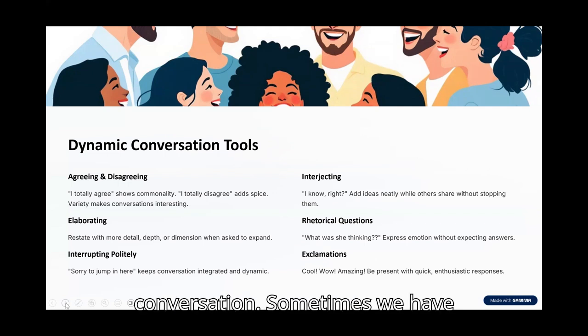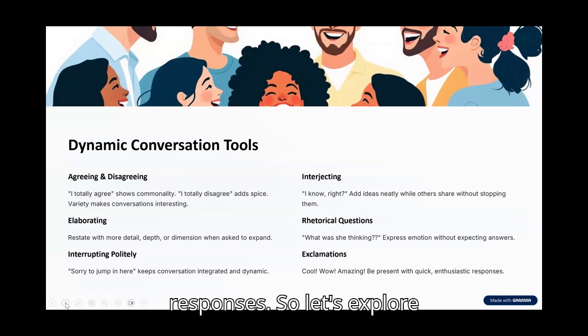Sometimes we have rhetorical questions, which are questions that don't expect an answer, but we just like to put them in there. They're like fancy rejoinders. What was she thinking? You can express emotion without expecting answers. Similarly, exclamations. Cool, wow, amazing. We can be present with quick, enthusiastic responses.